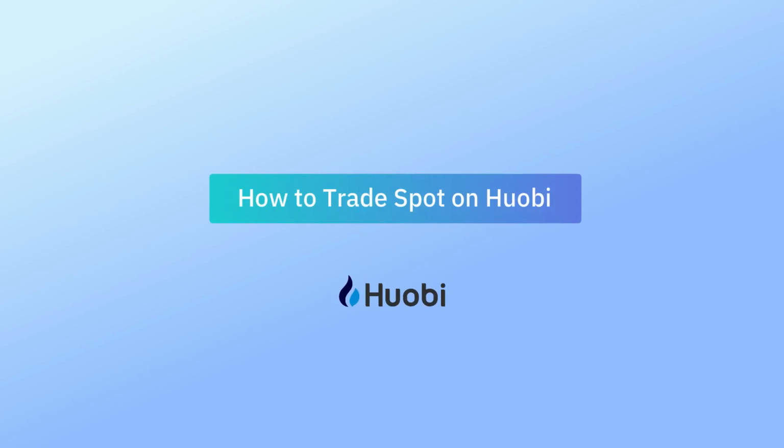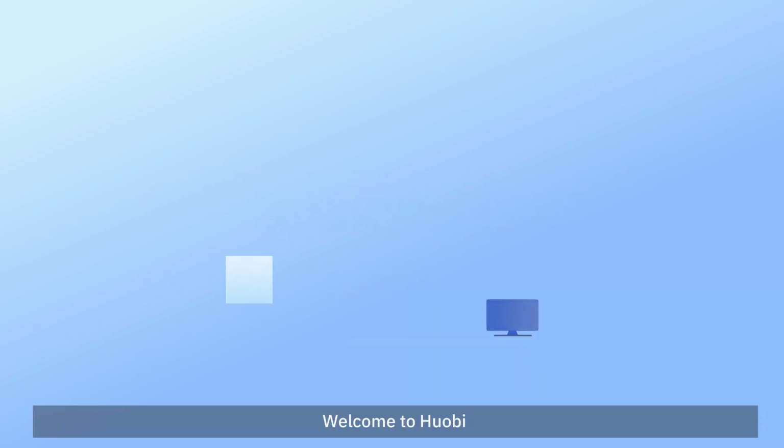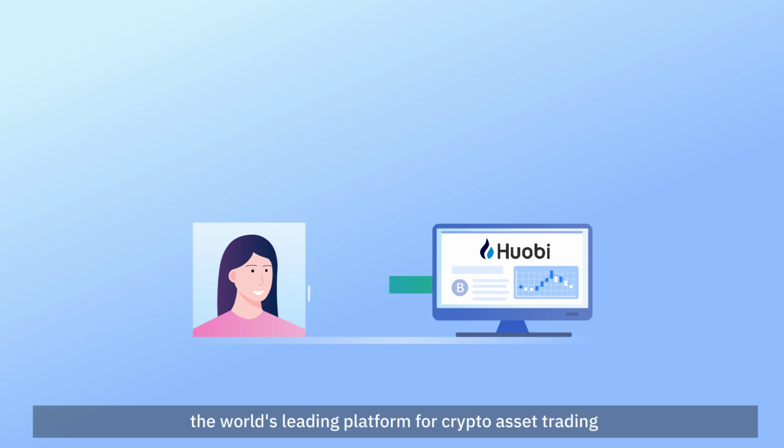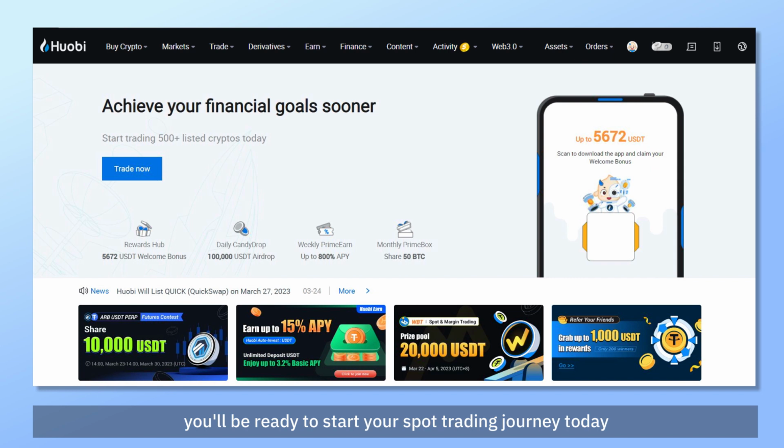How to trade spot on Huobi. Welcome to Huobi, the world's leading platform for crypto asset trading. In 4 quick steps, you will be ready to start your spot trading journey today.